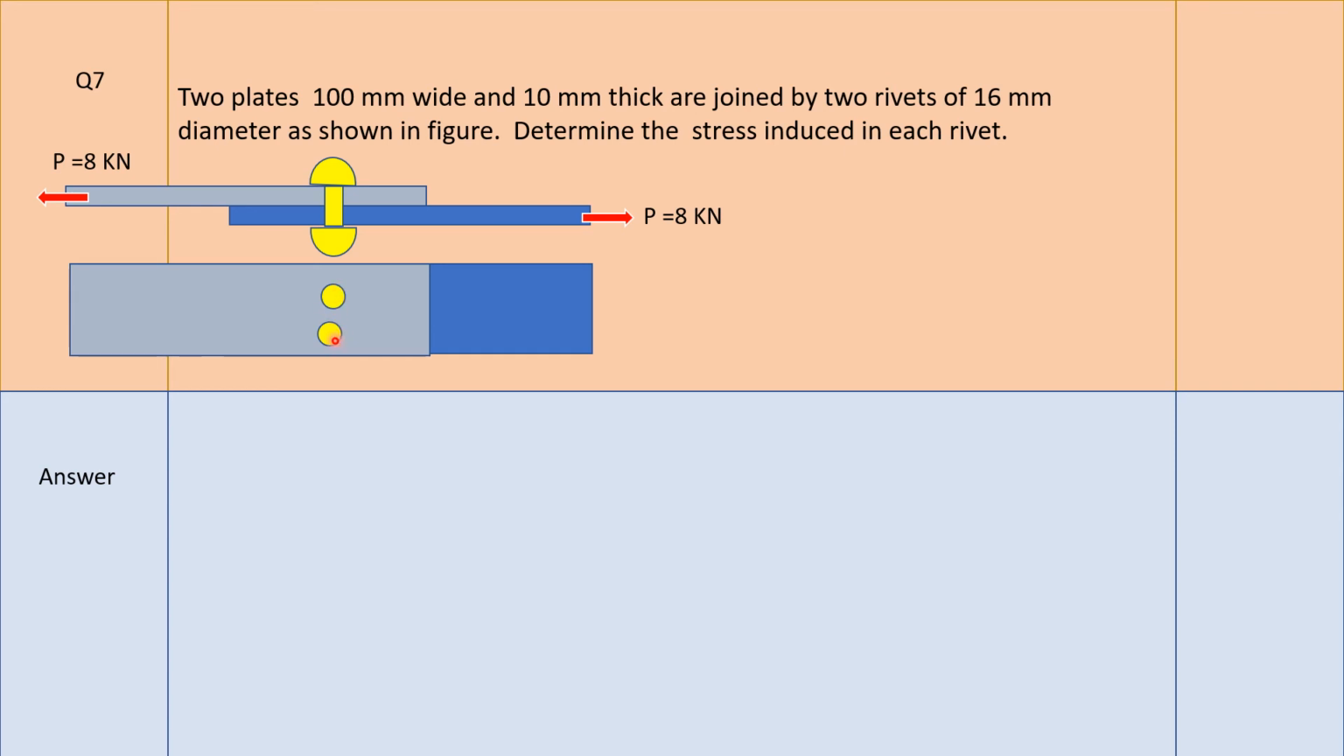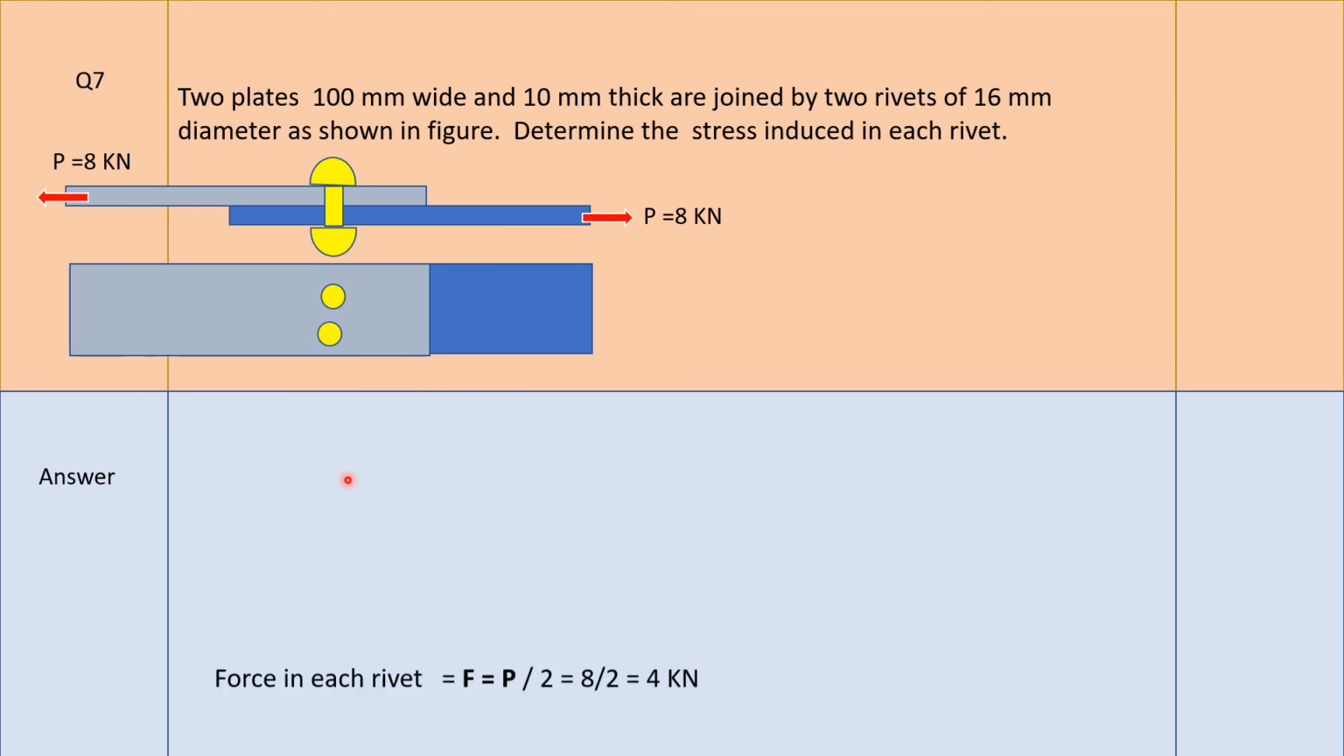From the top, if we see, there are two rivets, and in the cross section we can see only one rivet, and a tensile force of 8 kilonewton is acting on the plates, and the same 8 will act as a shear force for the rivet. Now this 8 kilonewton force on the plate will be shared by both the rivets.